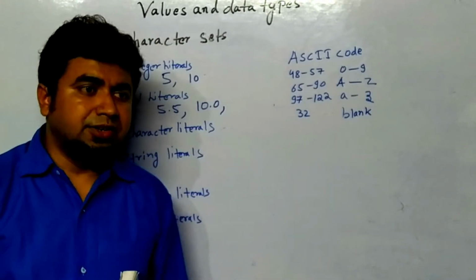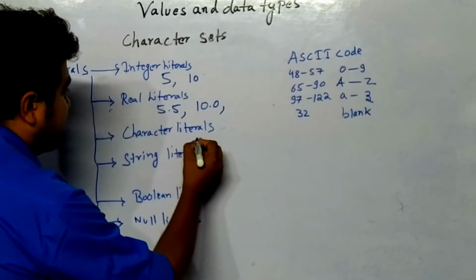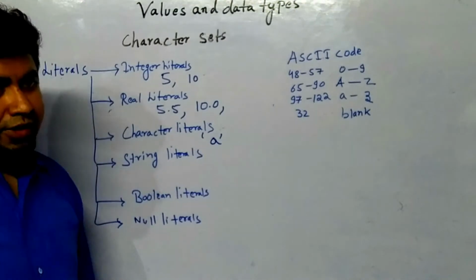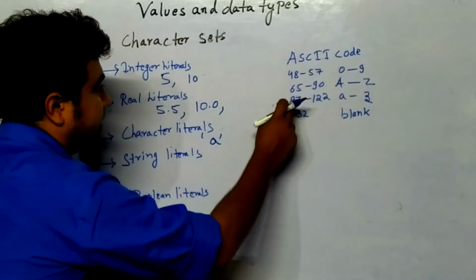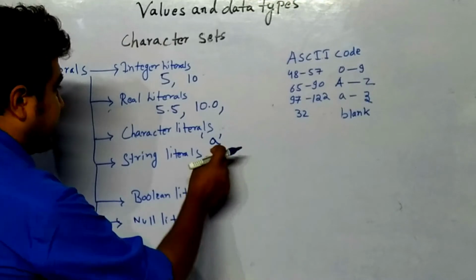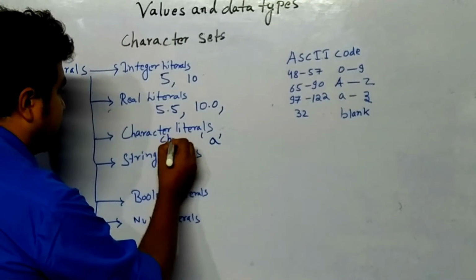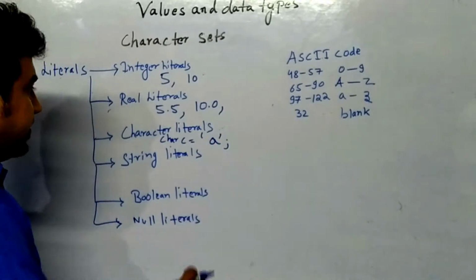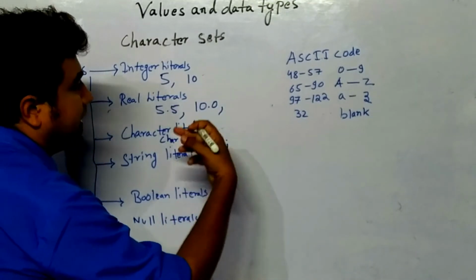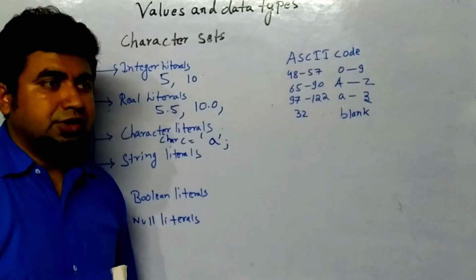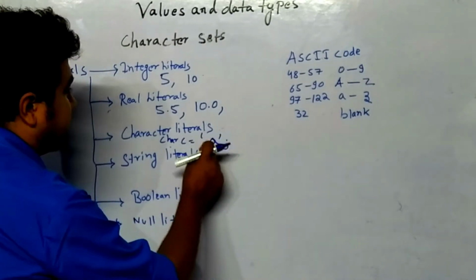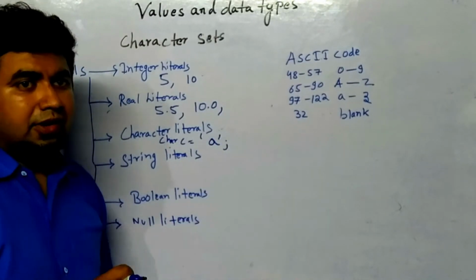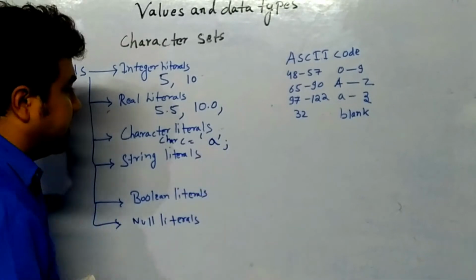Character literals are the literals which you write within single quotes. If you are writing small a, this is the character literal that I was talking about. This a will be converted to 97. You are entering char c equal to quote a, but the computer will understand this as 97 when the computer is executing. So from here you can see that this value is a character literal. The literals which are written within single quotes are known as character literals.